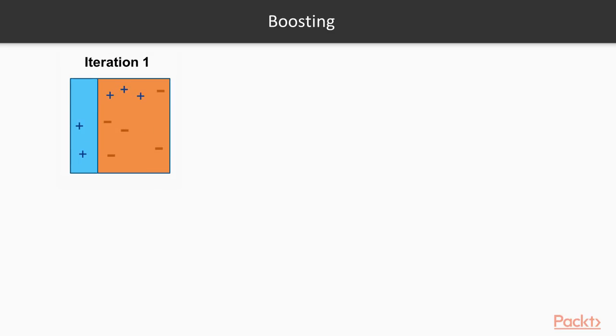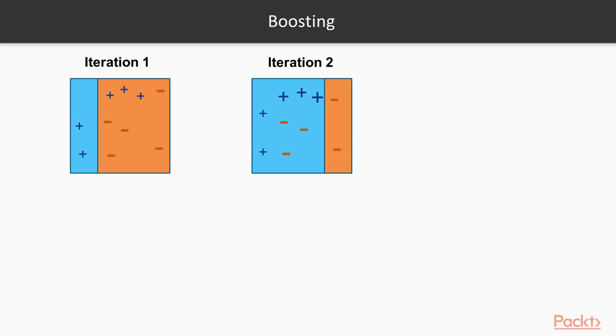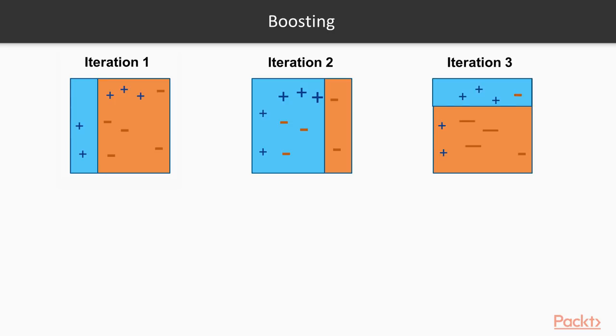Initially, a simple classifier is fitted on the data, also called a decision stump, which splits the data into just two regions. Whatever is correctly classified will be given less weightage in the next iteration, that is, iteration 2, and higher weightage for misclassified classes. Again another decision stump or weak classifier will be fitted on the data and will change the weights again for the next iteration, that is, iteration 3.